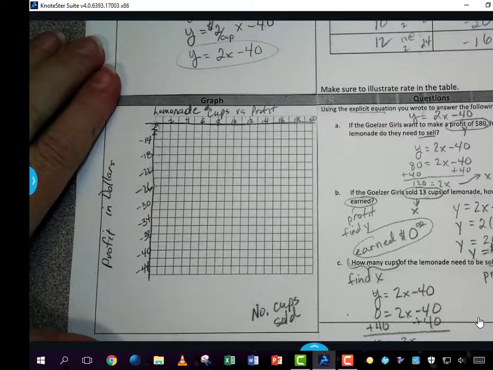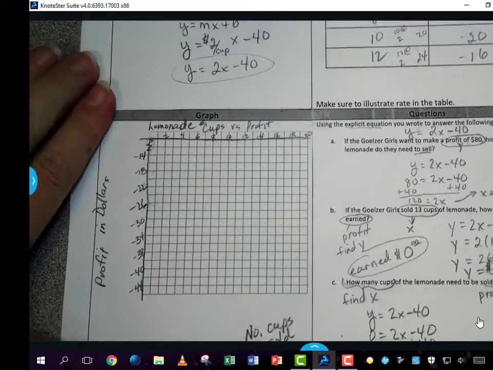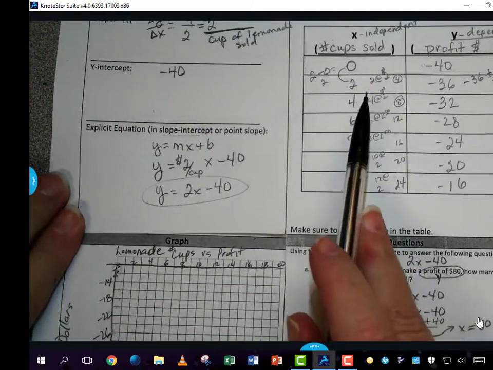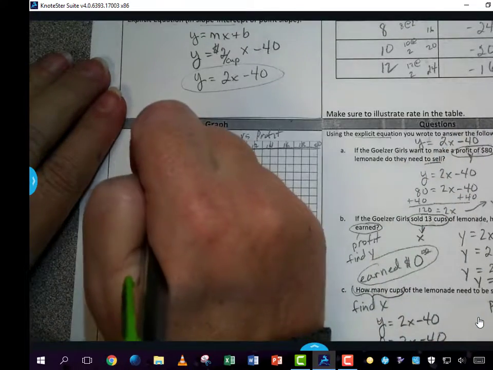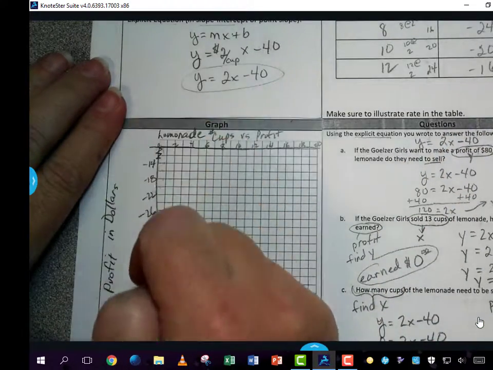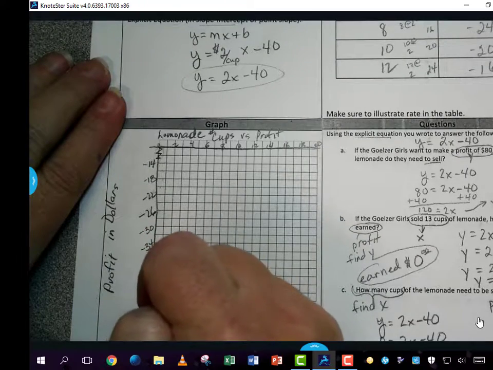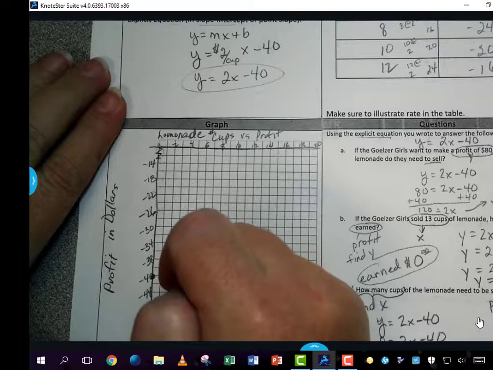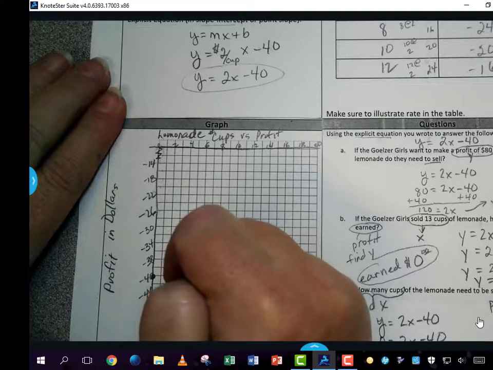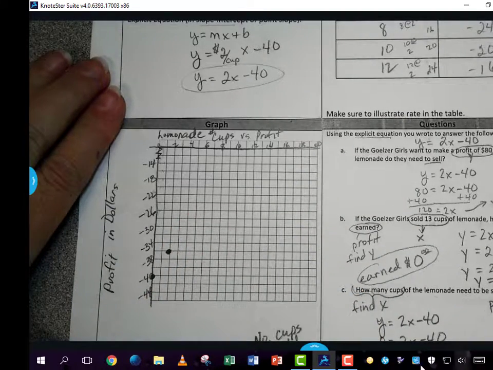Okay, after that I go ahead and start plotting my points. So at 0 cups sold, I had a profit of negative 40. So at 0 cups sold, that's right here, I have a profit of negative 40. And then at 2 cups, I had negative 36. And I'm just going to finish plotting my points in.